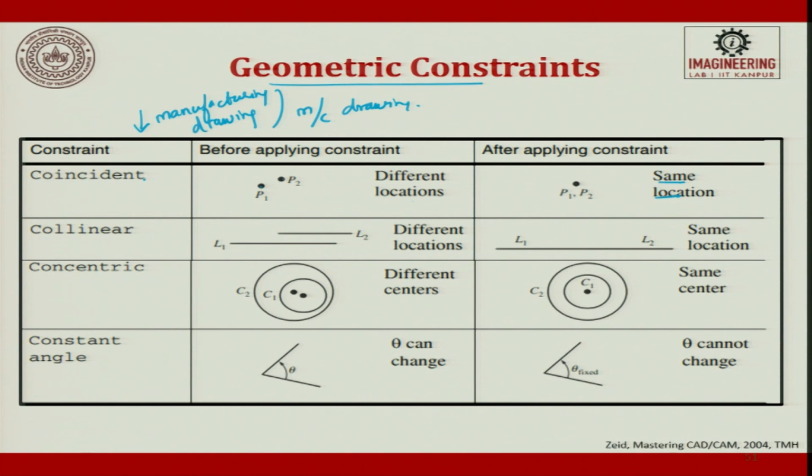So, this is for coincident, then this is for collinear. You can have different locations brought to the same location, concentric at different locations, concentric at the same location. You can express this before applying constraints, it will be something like this, and when you apply constraints it will make sure it joins and draws. Then constant angle is this: theta can change, so the theta is always fixed. You can put constraints and draw the geometry for your requirement.